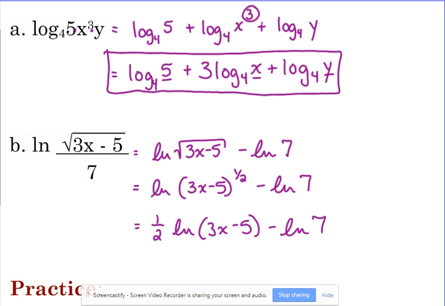That's as far as we can go. Okay, we cannot break this logarithm up. The only way you can break up logarithms is when there are products and quotients within the logarithm. This is a difference within the logarithm. And since there's a difference, we can't split up the 3 and the x. So that's as far as we can go with expanding that.